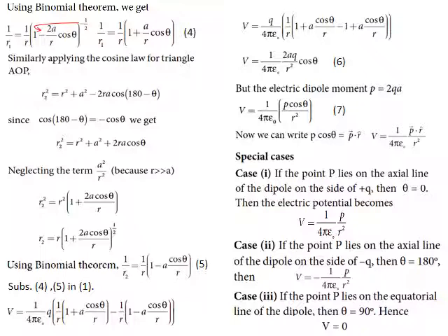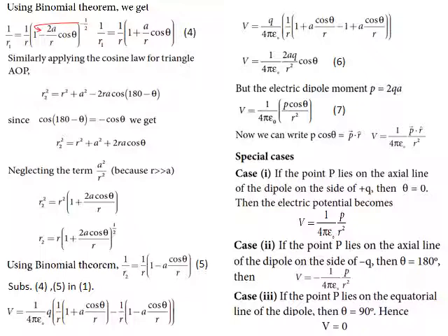Similarly, apply the cosine law for the left side triangle AOP. Then similarly one can get the value for R2, that is R2 square is equal to R square plus A square minus 2RA cos theta. Here instead of theta it is 180 minus theta. And we know from the trigonometry theorem that cos of 180 minus theta is equal to minus cos theta. Therefore replace the above factor by minus cos theta. Then the above equation becomes R2 square is equal to R square plus A square plus 2RA cos theta.